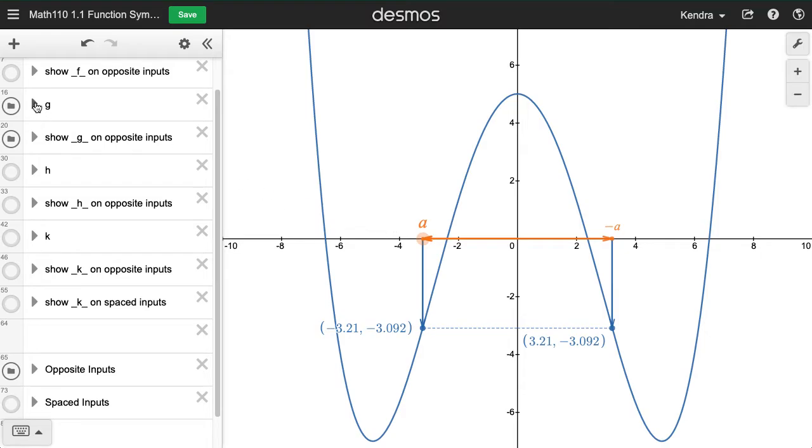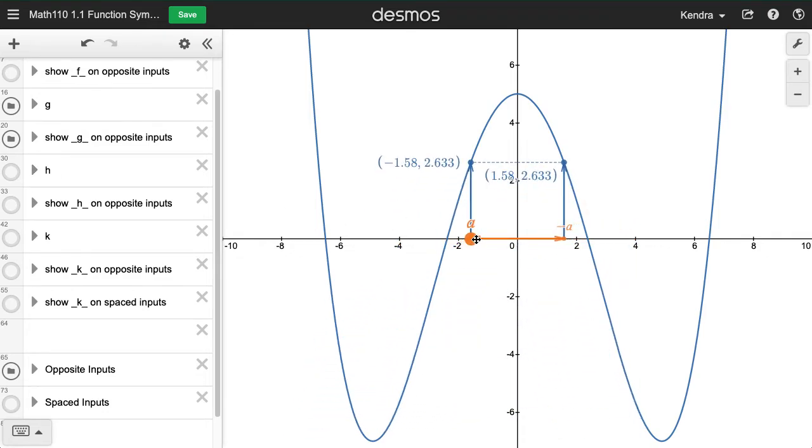You can click on this triangle to reveal the answer, but I strongly recommend that you play with this, look at the behavior, and think about the symmetry yourself before you click on that and find the answer.